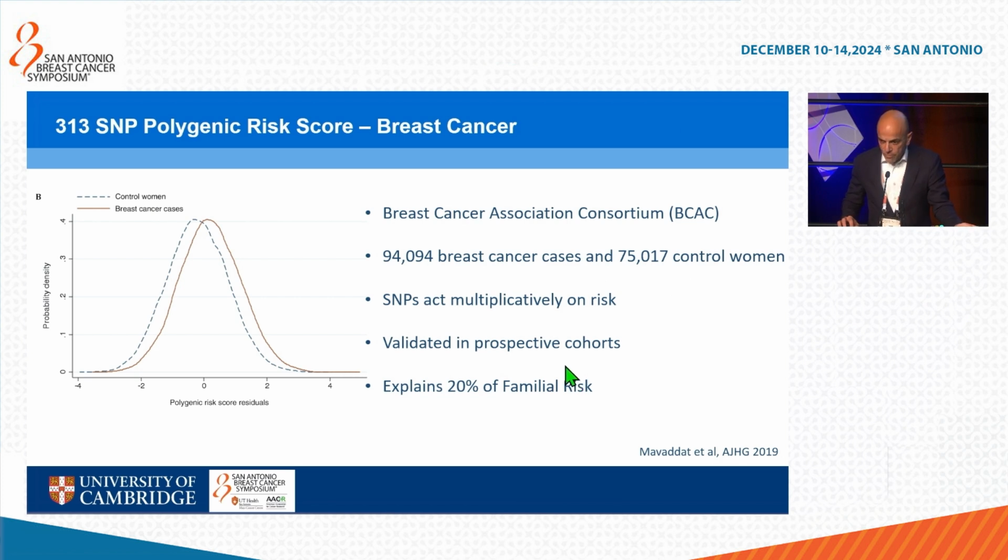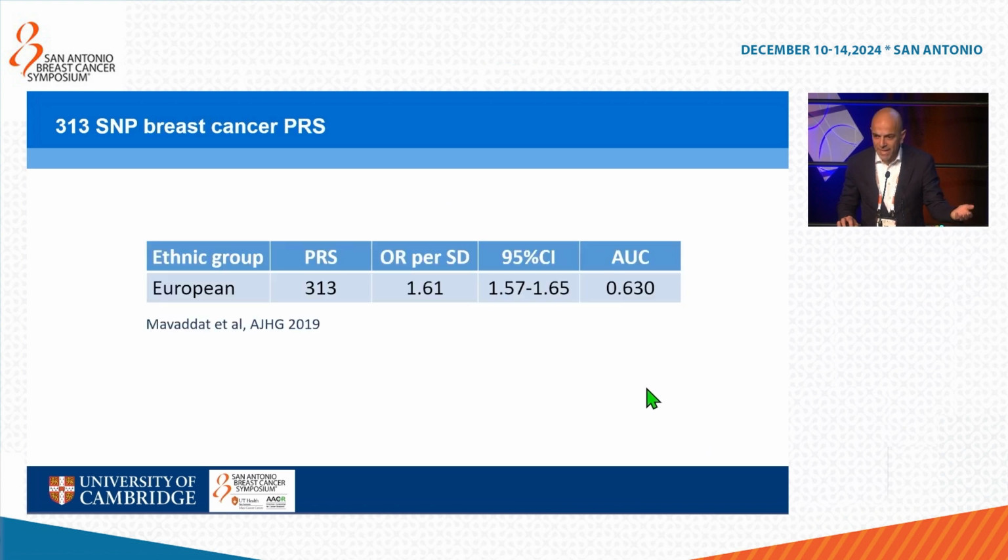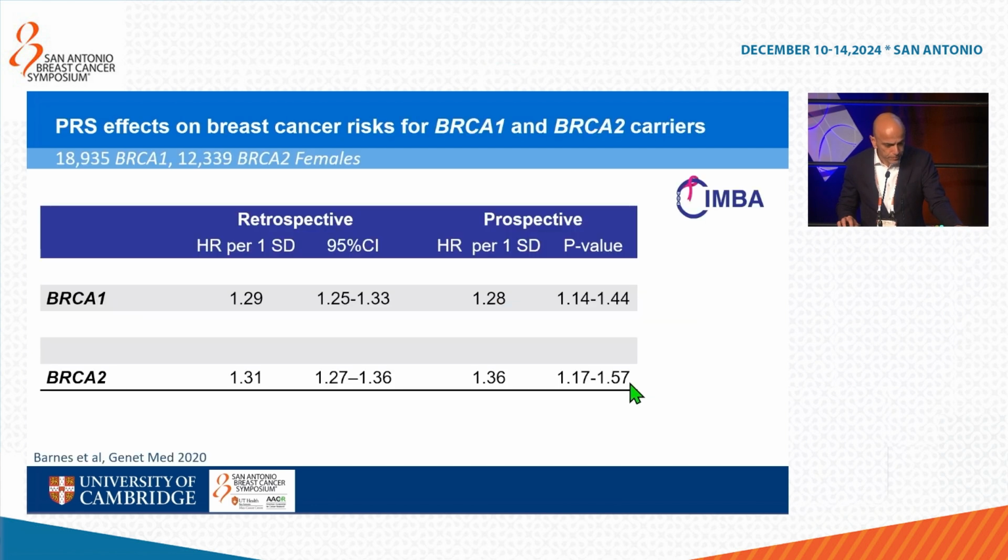So the models also include the polygenic scores. There's a default polygenic score that is included in the model that was developed by the Breast Cancer Association Consortium based on 313 SNPs that explains around 20% of the familial risk of breast cancer. It was developed primarily using data on European ancestry women and has been validated prospectively, again, in European ancestry cohorts, showing an association with breast cancer with an odds ratio of around 1.6 per standard deviation increase in the polygenic score.